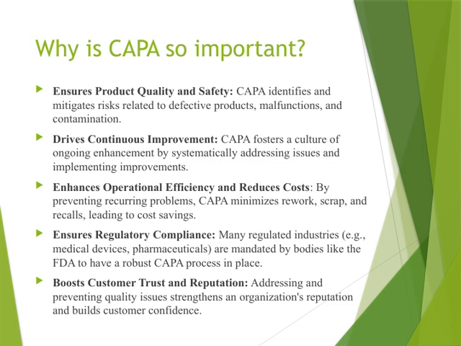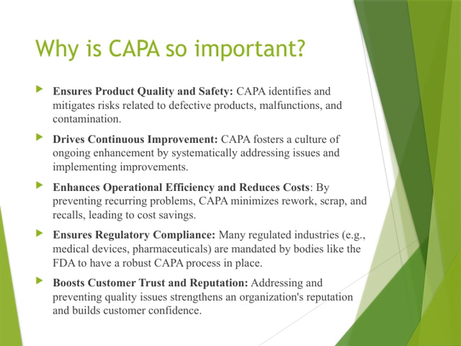So, why is CAPA, or Corrective and Preventive Action, so important in our processes? Well, first and foremost, it ensures product quality and safety. By identifying and addressing risks related to defective products, malfunctions, or contamination, CAPA helps us deliver safe and reliable products to our customers. Next, CAPA drives continuous improvement. It fosters a culture where we're always looking for ways to get better, systematically tackling issues as they arise and implementing effective solutions. This ongoing effort helps us stay ahead and maintain high standards.